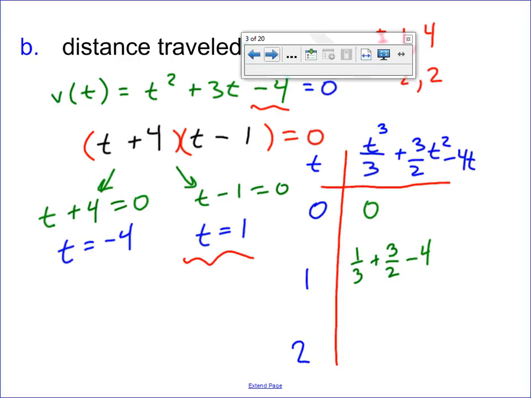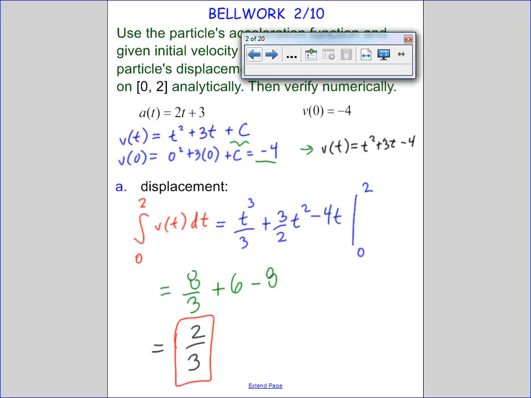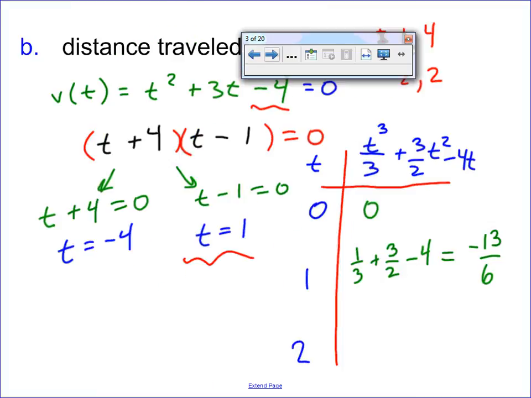That would be sixths for a common denominator. So 2 sixths plus 9 sixths is 11 sixths. Minus 4 would be minus 24 sixths. 11 sixths minus 24 sixths is negative 13 sixths. And 2 gives 8/3, and we already did this: 8/3 plus 6 minus 2, or 8/3 minus 6 plus 2, which is 2/3. Looks like 2/3.